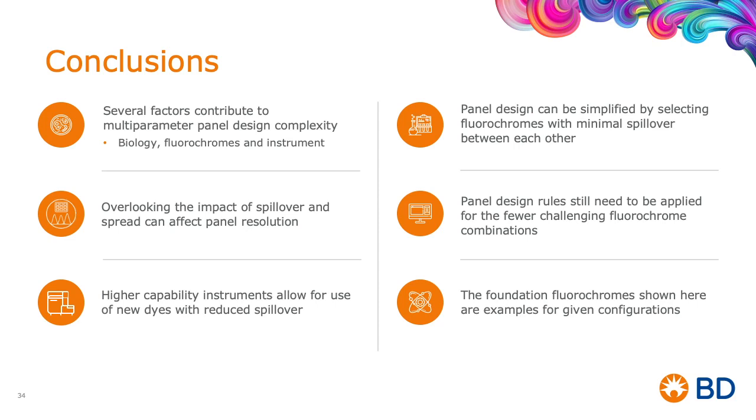Overlooking every one of these aspects has an impact on the quality of the data and the results. But for this webinar, we really focus on spillover and spread and how these can affect panel resolution. We've also discussed how higher capability instruments, with a 5-laser configuration, allow for use of new dyes with reduced spillover, and how these also allow us to simplify panel design by selecting fluorochromes with minimal spillover between each other.